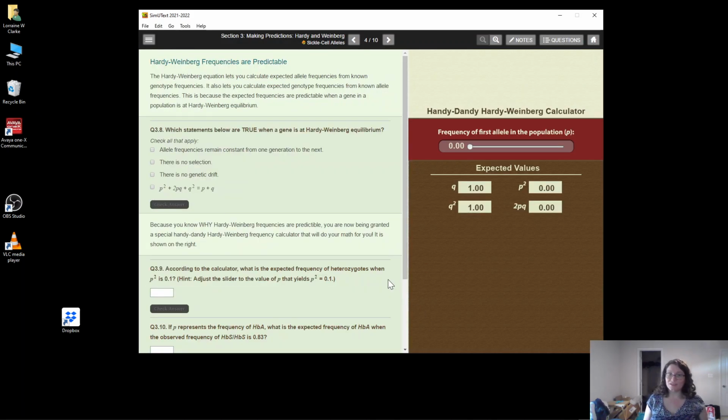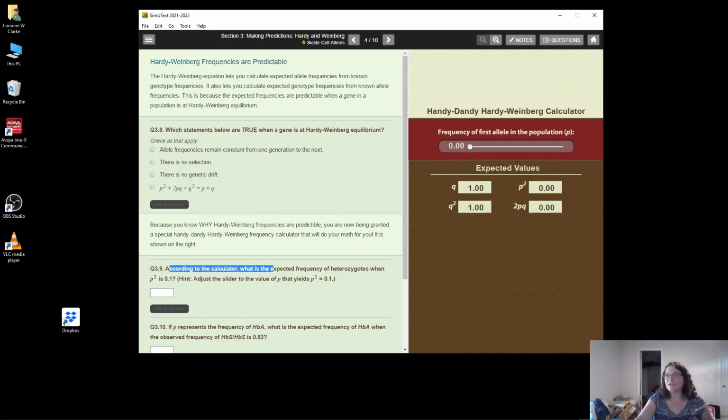All right. And this is where you start to play with them again. Here we have your handy dandy Hardy-Weinberg calculator. All right, frequency of the first allele, and it's going to give you all the expected values. Oh, well, how handy dandy, okay? Figure out which statements below are true. Remember what I said. Things have to stay the same between generations. It has to conform to all of the requirements. And remember how that works. Okay, what is what?